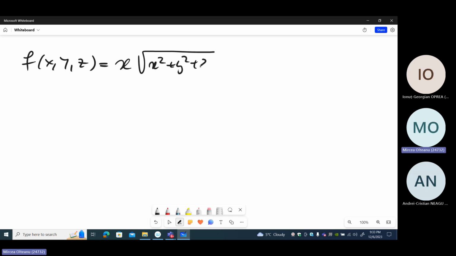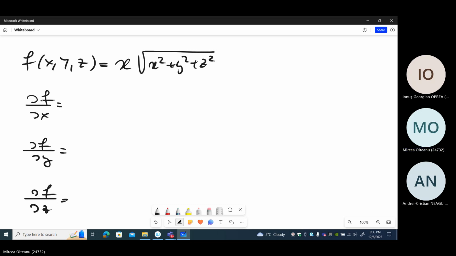Okay, let's make some computations. For example, consider the function f of x, y, and z equal to x times the square root of x squared plus y squared plus z squared. And let's compute the partial derivatives of this function at some arbitrary point. Namely, ∂f/∂x, ∂f/∂y, and ∂f/∂z.